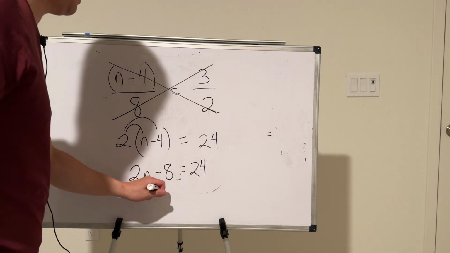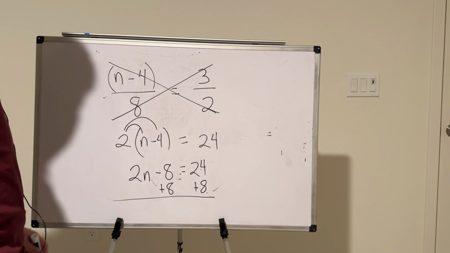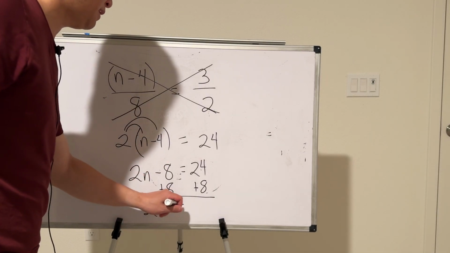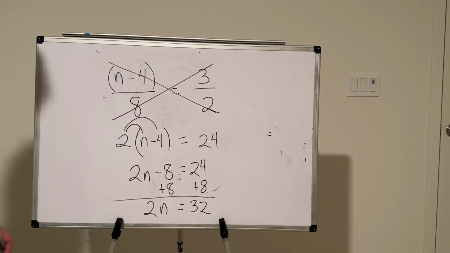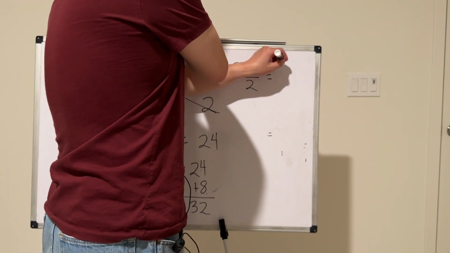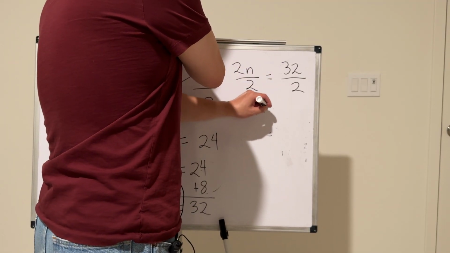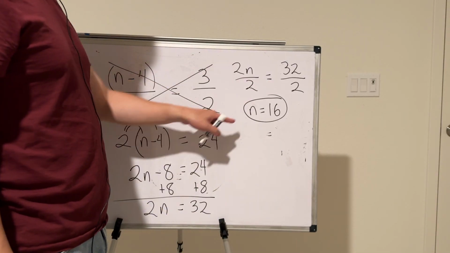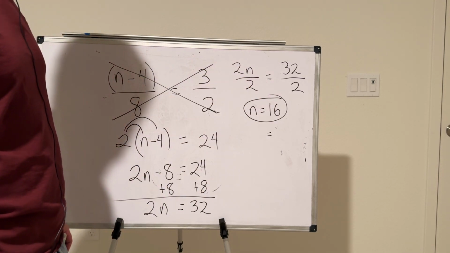I'm going to add 8 to both sides. And when I do that, the positive and negative 8 cancel out. I'll have 2n is equal to 32. And then finally, if I divide both sides by 2, I'll end up with n is equal to 16. Because the 2s here cancel out, so I have 1n. And here, 32 divided by 2 is equal to 16.